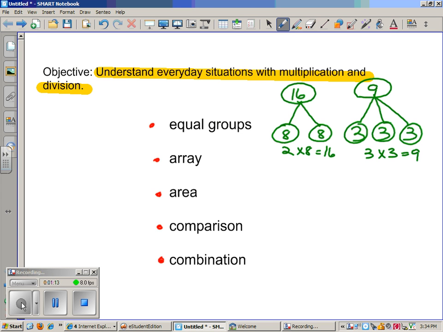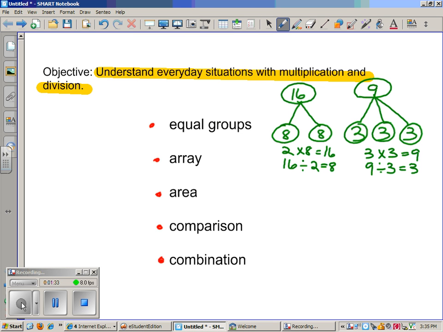And then also turning that around to say having a total of 16 and dividing it into 2 groups, it's going to give you 8 in each group, or having a total of 9, dividing it into 3 groups is going to give you 3 in each group. Okay? Then we have over here, then we talk about the array.